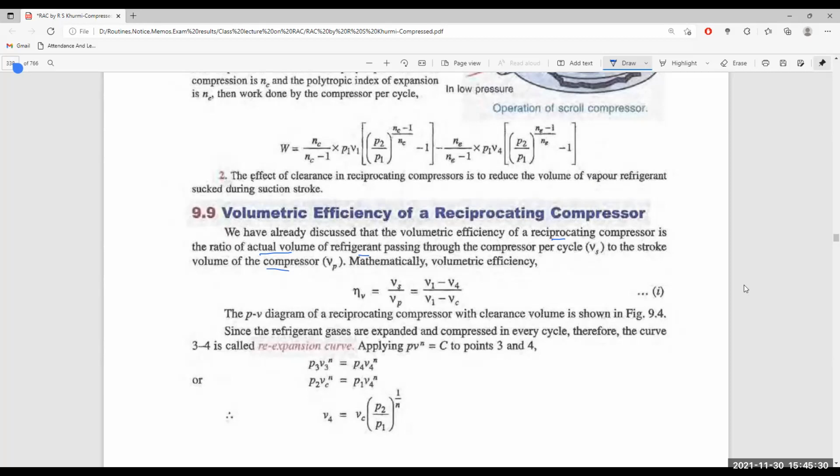So mathematically, the actual volume by the swept volume is (V1 minus V4) divided by (V1 minus Vc), where V1 is the volume at the inlet and Vc is the clearance volume. Here V1 minus V4 is the volume at the inlet minus the volume at the outlet. But V4 is not equal to Vc, there is clearance volume. Since the refrigerant gases are expanded and compressed in every cycle, the curve 3-4 is called the re-expansion curve.